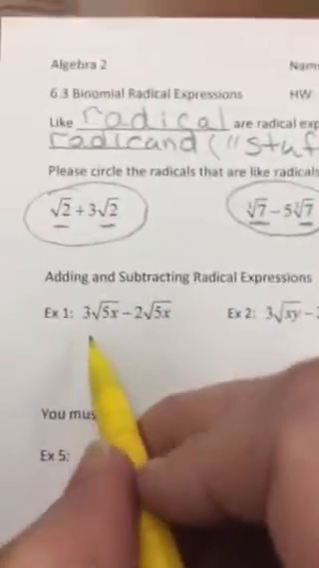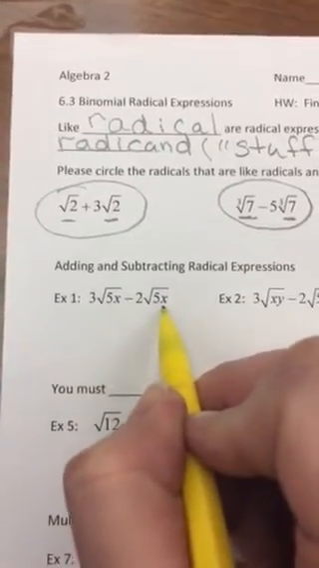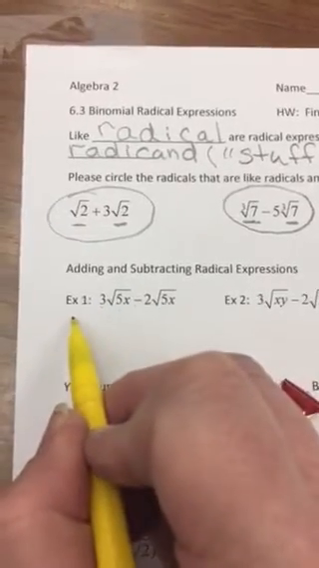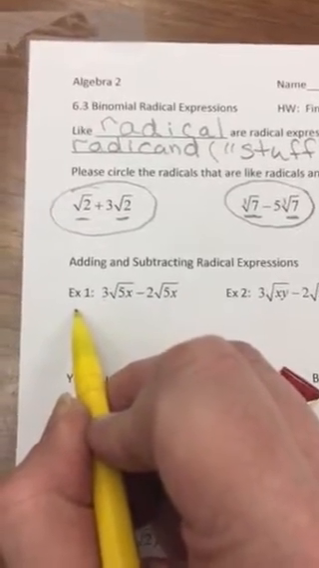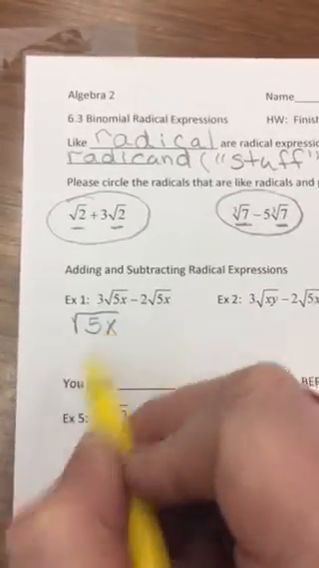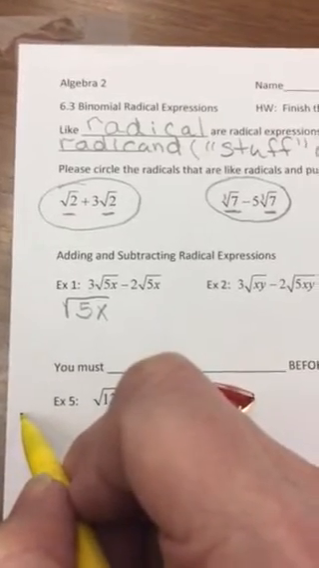So now let's look at an example. I have the same indexes and I have the same radicands, so I can combine them. So that's going to be a 3 minus 2, and I'm going to get a 1, which I don't need to write. And then the square root of 5x will remain as the square root of 5x. So that's my final answer, just the square root of 5x.